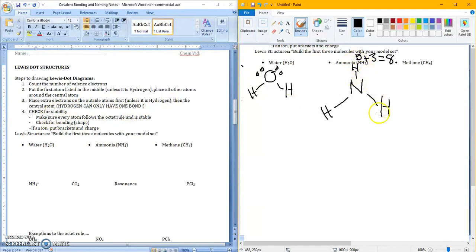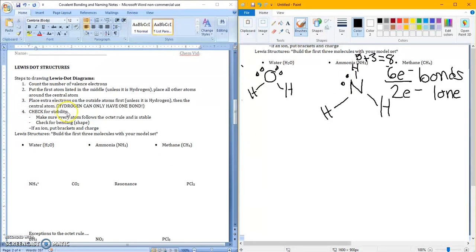So, these are hydrogens, so they're not going to go there. So I'm going to first count up my bonds. I have 2 electrons in this bond, 2 electrons in this bond, 2 electrons in this bond, which means I have a total of 6 electrons in bonds. That means that I have 2 electrons left over that need to be put on lone pairs. Now remember, lone pairs can't be put on hydrogen, so I'm going to put the lone pair on my nitrogen.